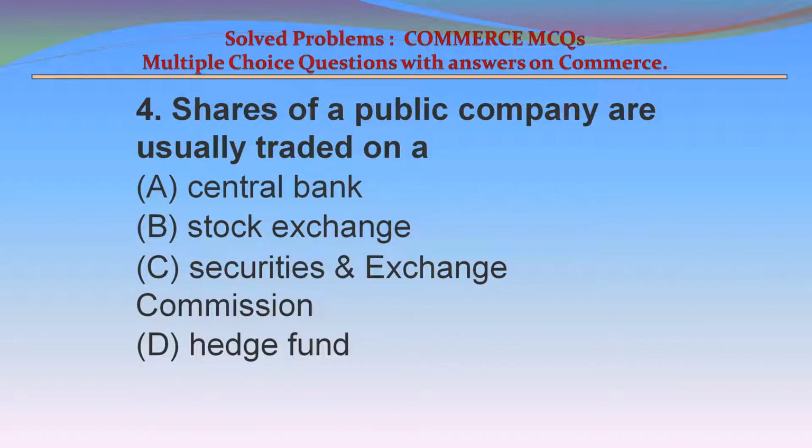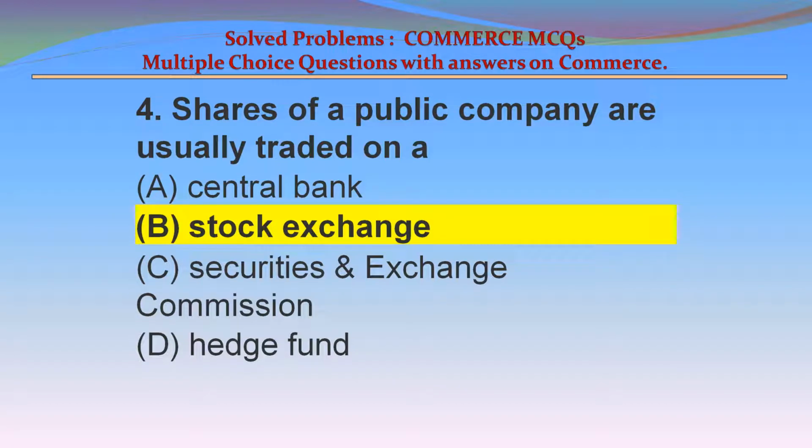$1,300. 4. Shares of a public company are usually traded on a Option A, Central Bank, B, Stock Exchange, C, Securities and Exchange Commission, D, Hedge Fund. Answer B, Stock Exchange.